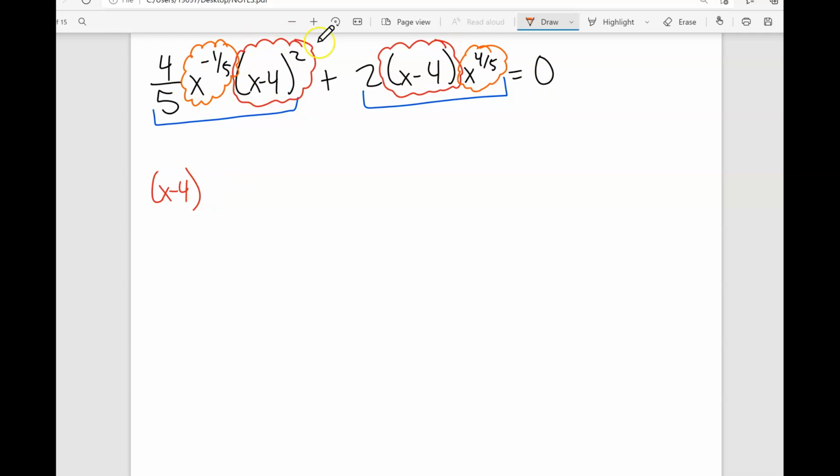That's the same thing we're going to do here. We're going to take out the smaller one, and the smaller one is x to the negative 1/5. So that's what I'm going to take out, x to the negative 1/5. And now let's see what's left over.